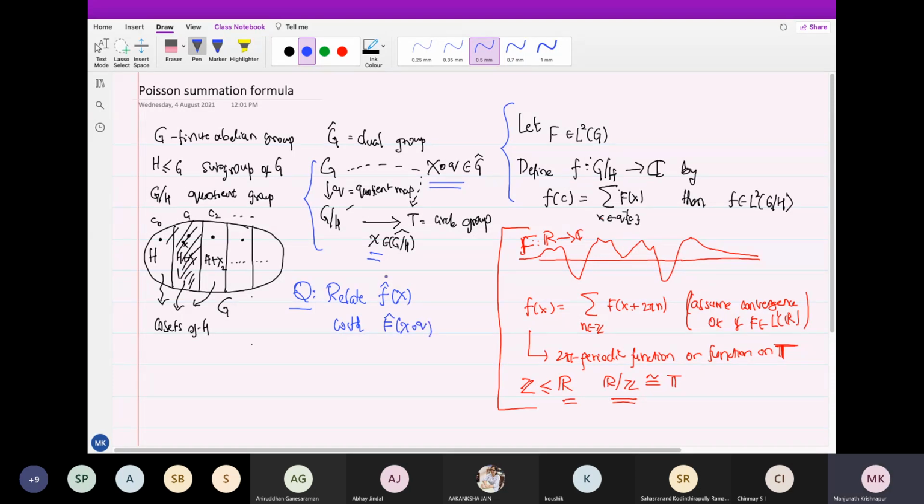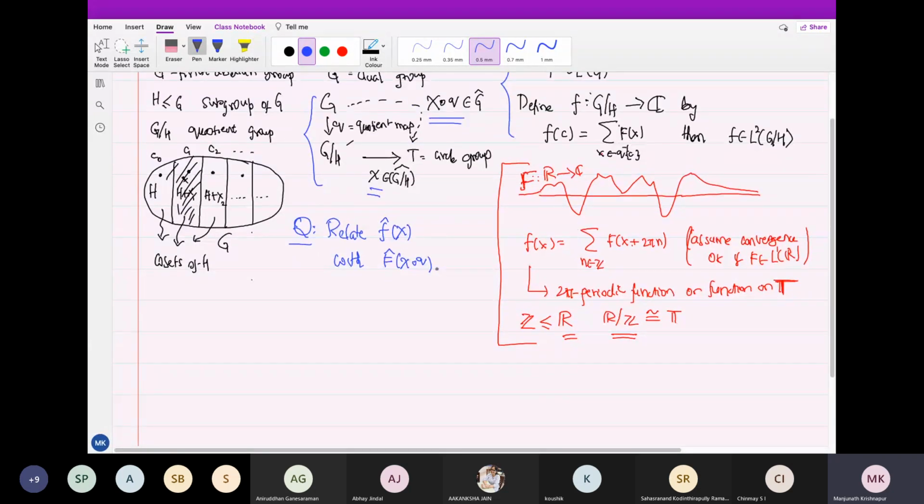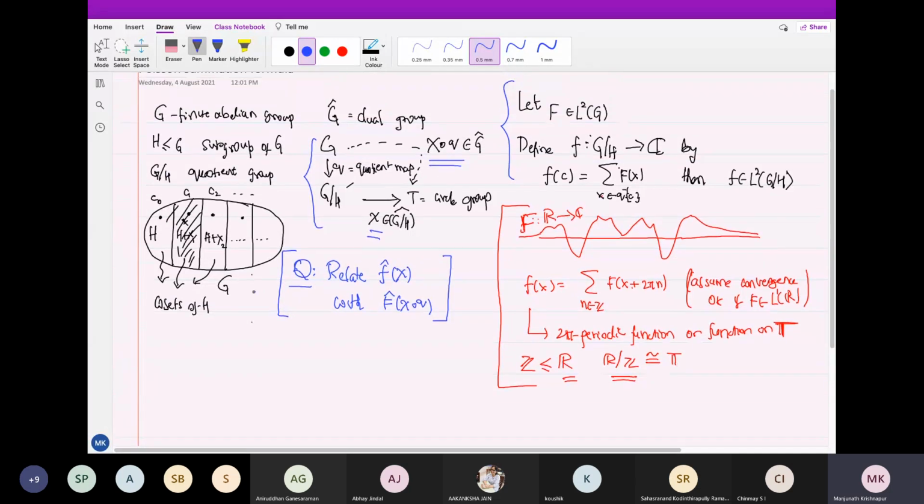Small f is a function on G mod H, so we can take its Fourier coefficient at a character of that group. Capital F is a function on G, we can take its Fourier coefficient at a character of that group. So I want to relate this with this, and that will be the Poisson summation formula. We just follow the definitions; it will follow. Nothing complicated is going to be here. So we just calculate.